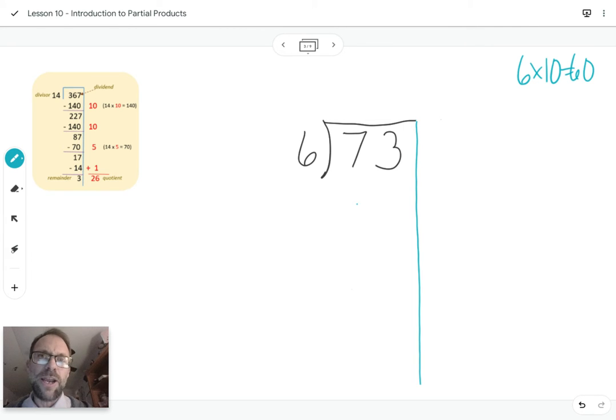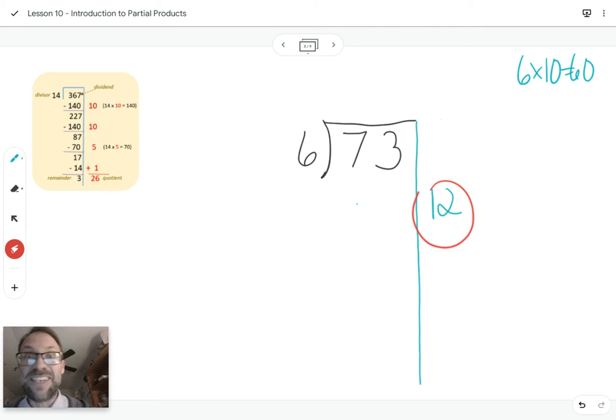Okay, we're going to write our partial quotient over here to the right side of this line, right here. Okay, so I just found out by using my reflex math skills that there are 12 groups of 6 in 73. So that's my first partial quotient. In this case, it might be my only partial quotient, but I'm going to write it right here.